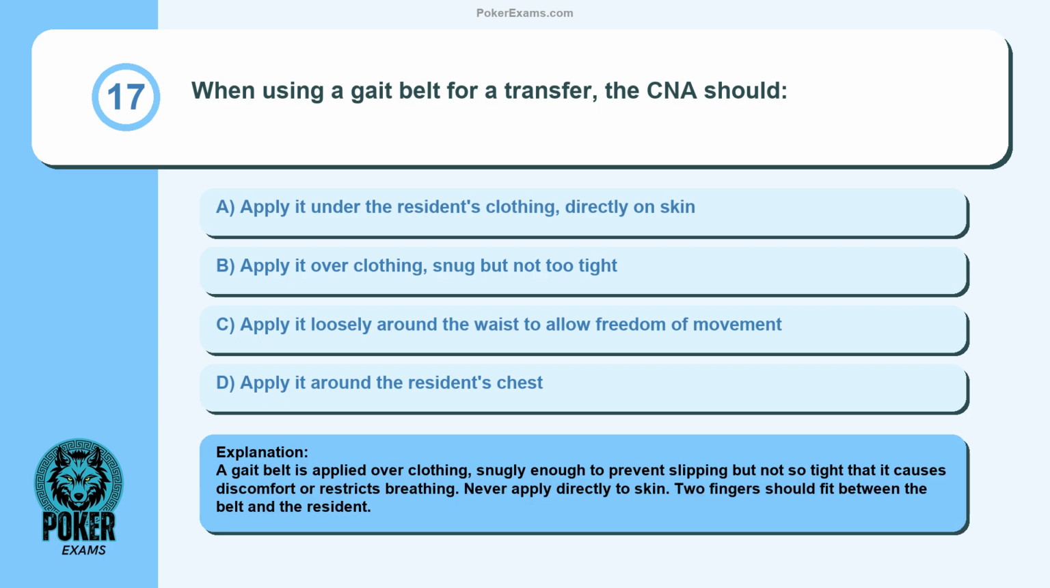A gait belt is applied over clothing, snugly enough to prevent slipping but not so tight that it causes discomfort or restricts breathing. Never apply directly to skin. 2 fingers should fit between the belt and the resident.